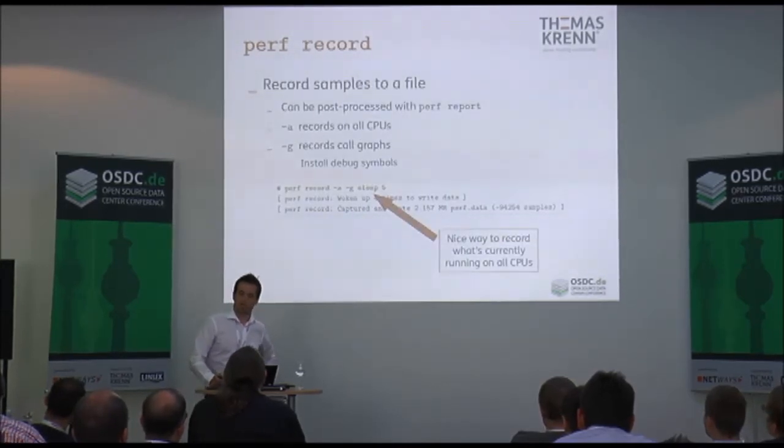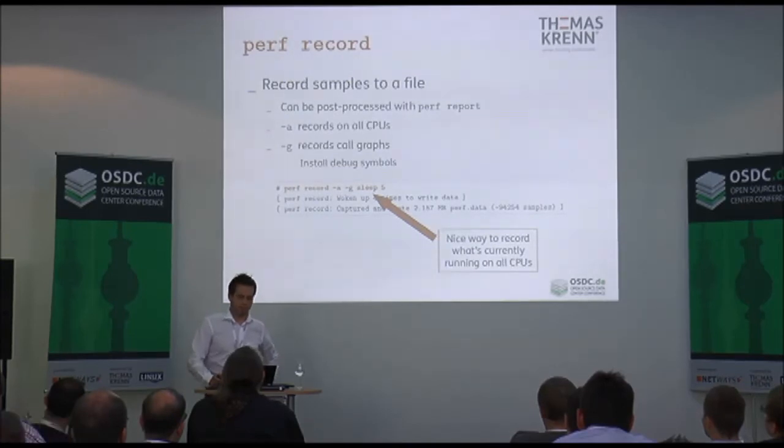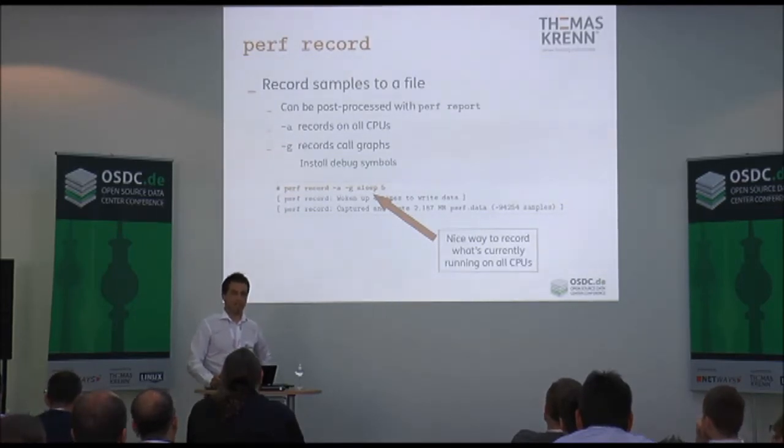With perf record, you can not only print the perf events out to standard out, but you can also record these samples to a file, which then can be post-processed with perf report. And then you can filter for events. You can filter for specific functions. And what is nice about perf record is that you can also record so-called call graphs, which is a history or a call stack of the function you're using in your program.